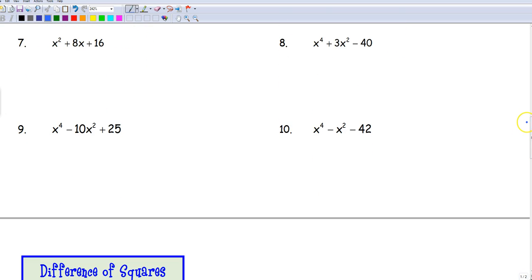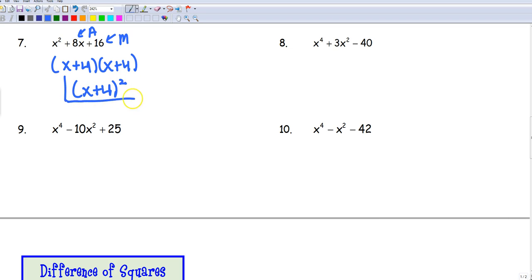All right, no number in front of x squared. We'll go straight to multiplying to 16 and adding to 8. And those numbers would be positive 4 and positive 4. Since these are the same, we can also write this as x plus 4 quantity squared. This is something we'll get more into tomorrow.